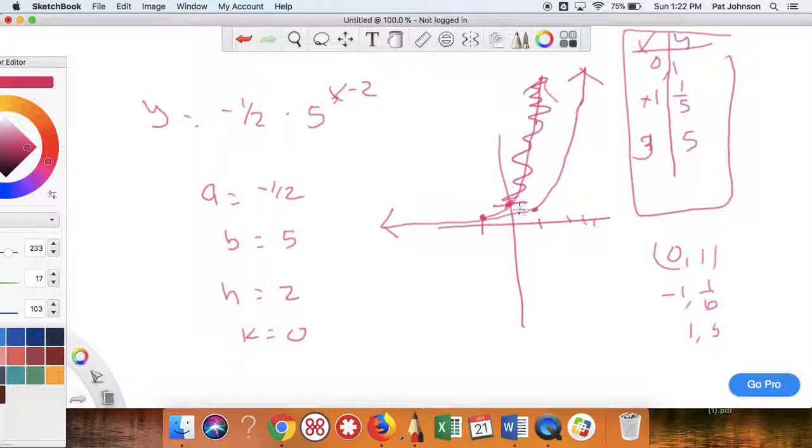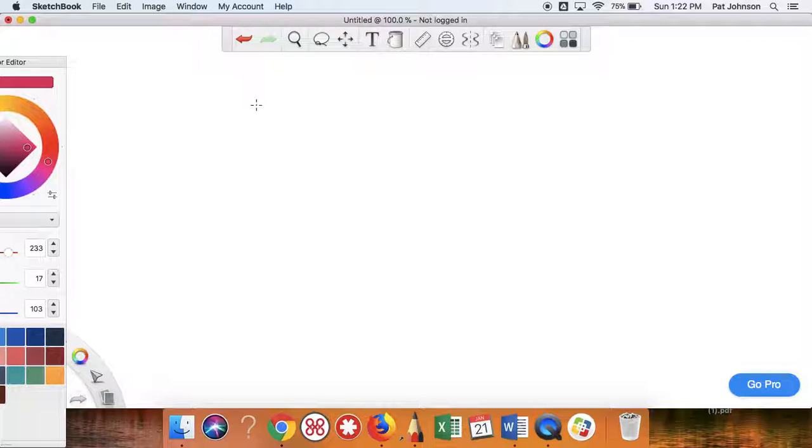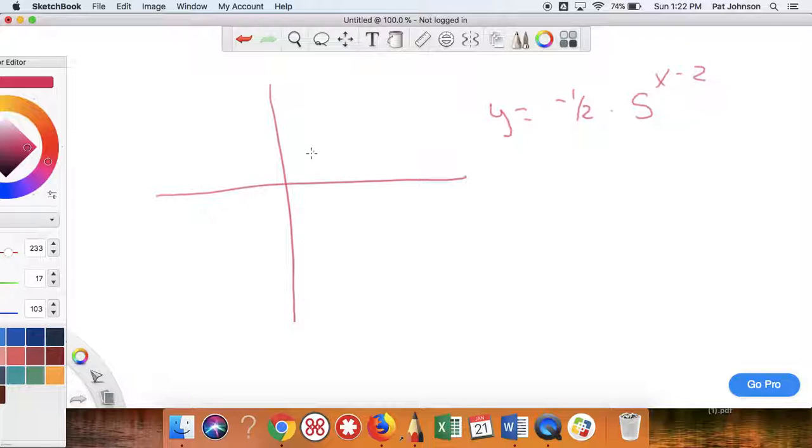All right. Or I could take 0, 1, say it moved to the right 2 units, which if I did this right, it does. It moves right here. But it also reflects. So let's redo this one. So we said y equals -1/2 times 5 to the x minus 2. So this is 0, 1. It goes to the right 2, and it reflects.